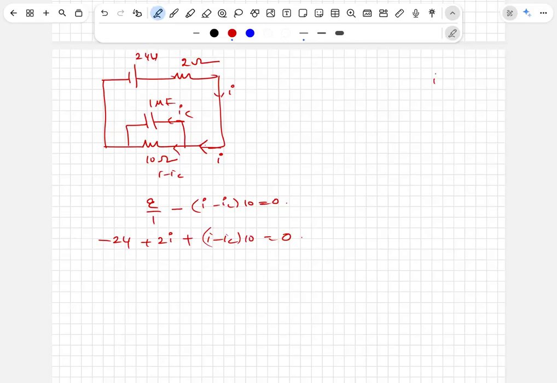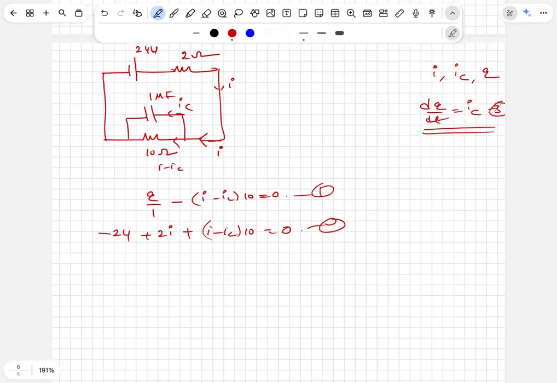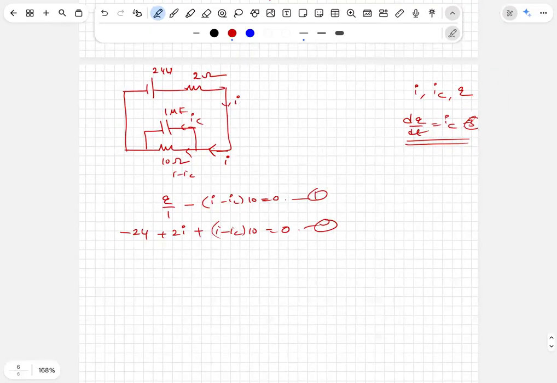What are the unknowns here? I is an unknown, IC is an unknown, Q is an unknown. So what is Q? dq by dt is IC. So you have three equations. Solve these three equations. This is the traditional way. The other method which I suggested to you is actually useful here.